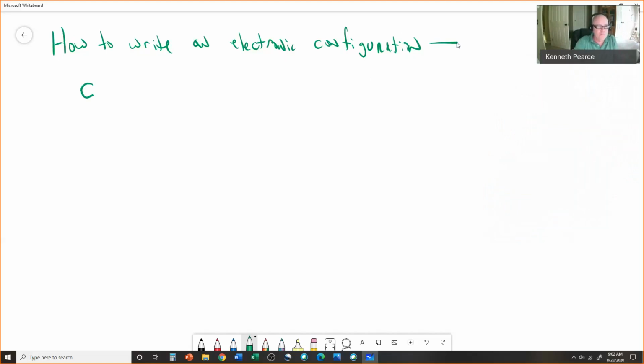You have carbon, and it looks like this. It's like 1s2, 2s2, 2p2. This is what the electronic configuration for carbon looks like.